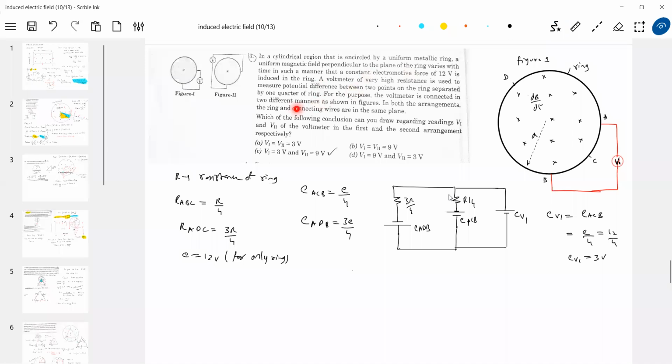Nobody has mentioned it. In both arrangements, the ring and connecting wires are in the same plane. He has only mentioned that. Nothing else is there. Take the resistance of the ring as negligible. If they give the resistance of the ring, then we should not write 3 volt, it will be less than that, because the current will be flowing. It will be different, not 3 volt. You have to calculate that potential difference. We do have some problems like that also. That's why I just brought it here.